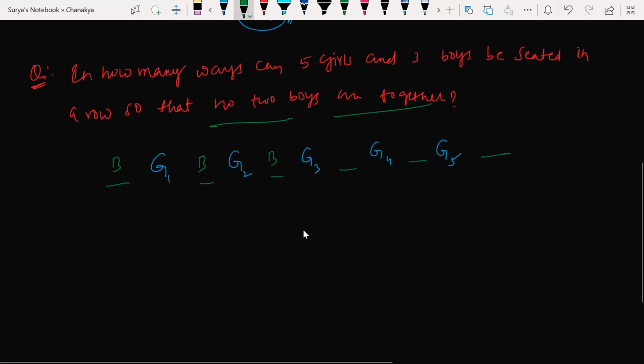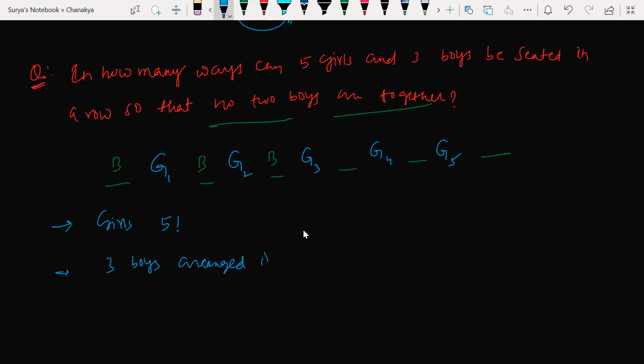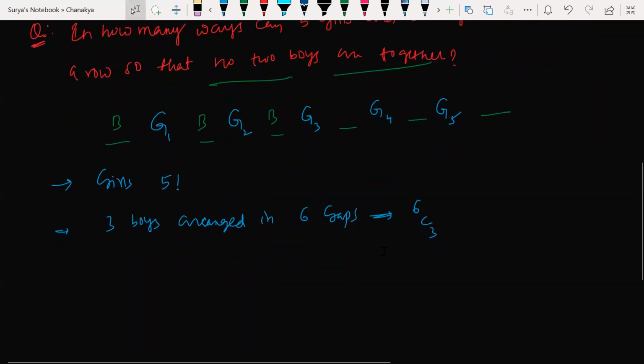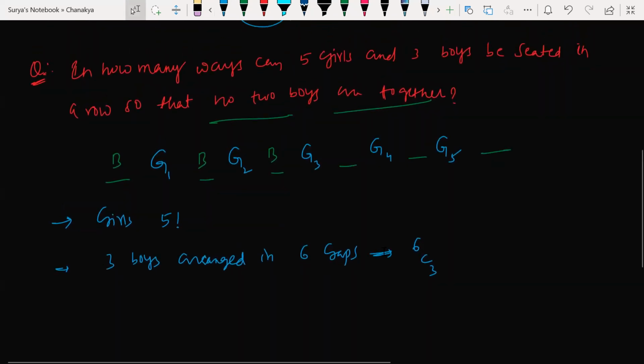So girls can be arranged in how many ways? 5 different ways, so 5 factorial. Now the 3 boys are arranged in how many gaps? 6 gaps. I need to select 3 places out of the 6 gaps, so 6C3.